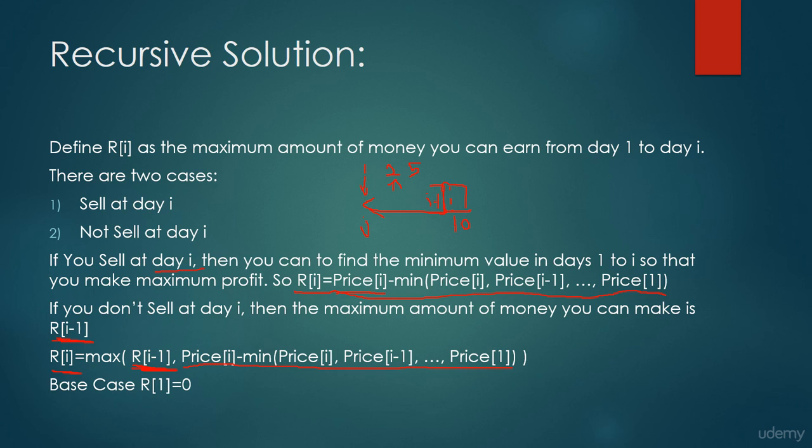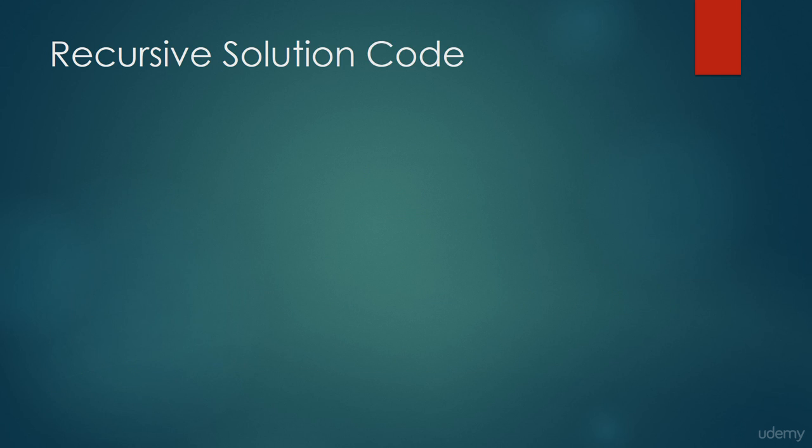If I only have one element, like 1 here, or 2, one element, then the maximum profit is I buy on that day and I sell it on the same day and I don't earn any money. So that's why for R1, if I only have one element, the base case is I don't earn any money. I can't make any money because there's only one day, right? Now let's look at the recursive solution code.